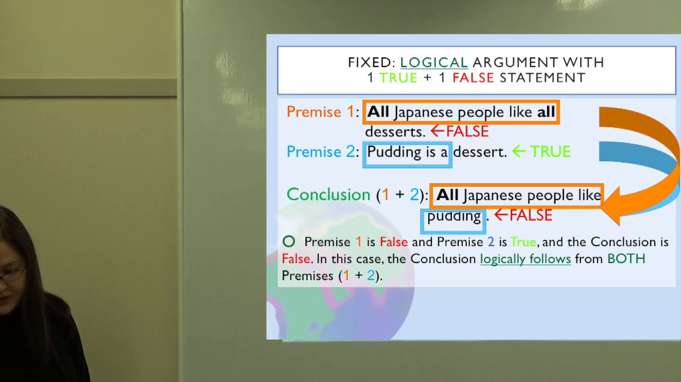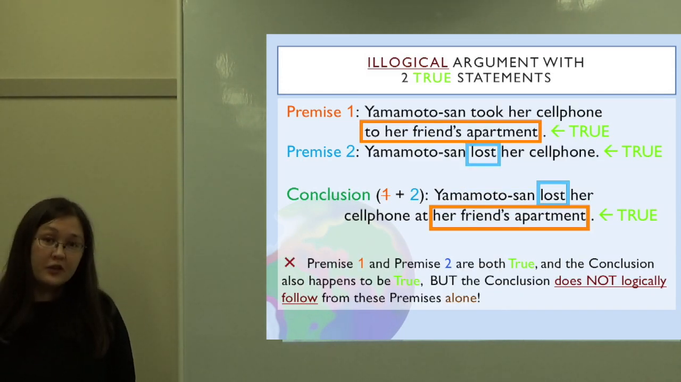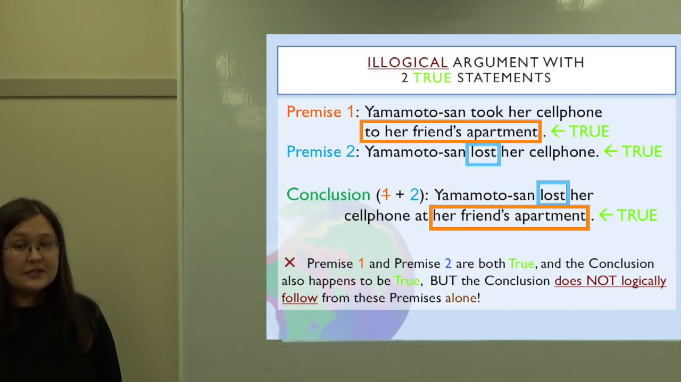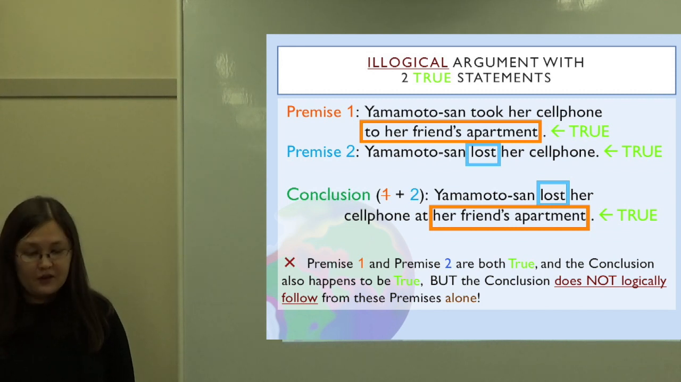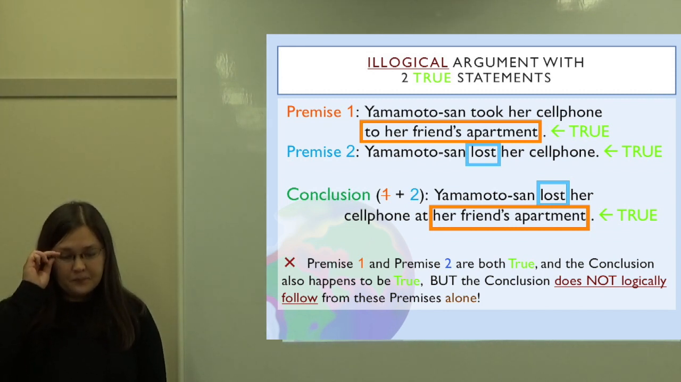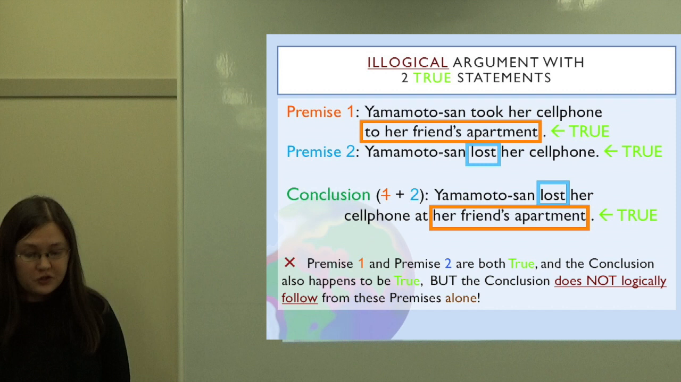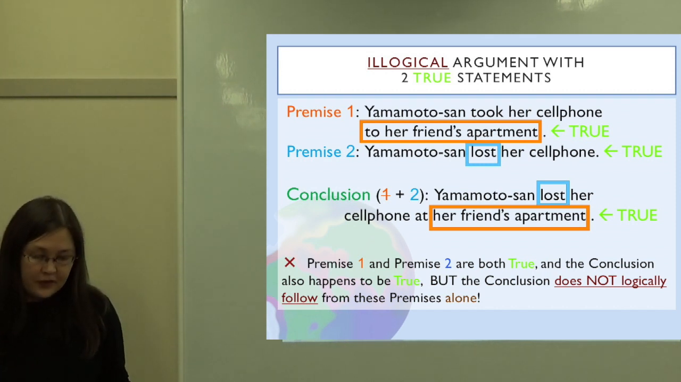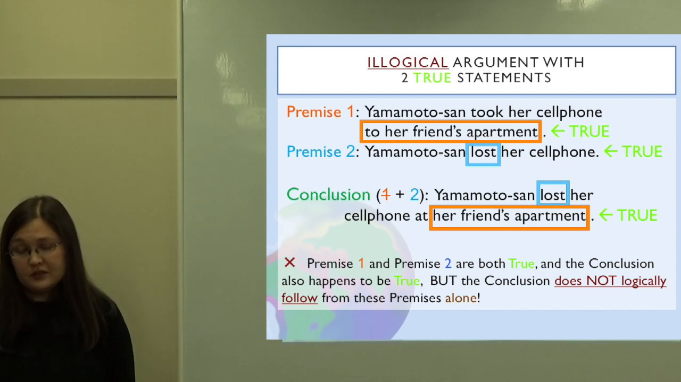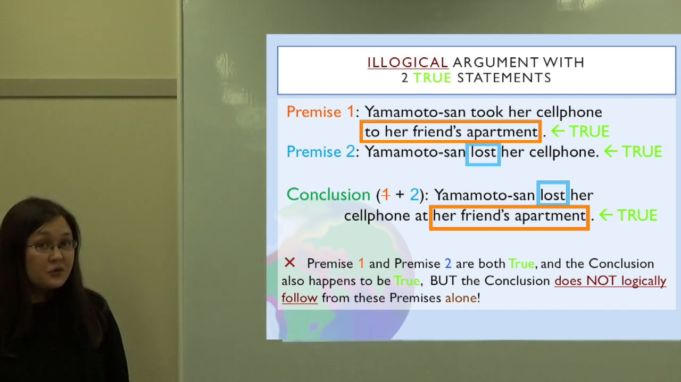Let's look at another example, an illogical argument with two true statements. Let's imagine our character, Yamamoto-san. She took her cell phone to her friend's apartment. So in our scenario, this is true. Premise 2, Yamamoto-san lost her cell phone. That's not good, but in our story, it's true.